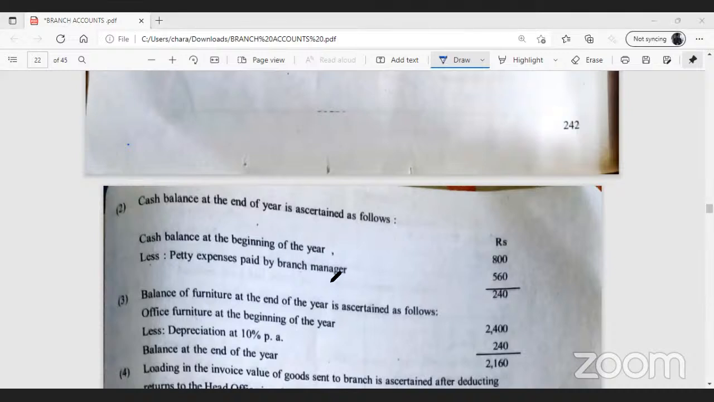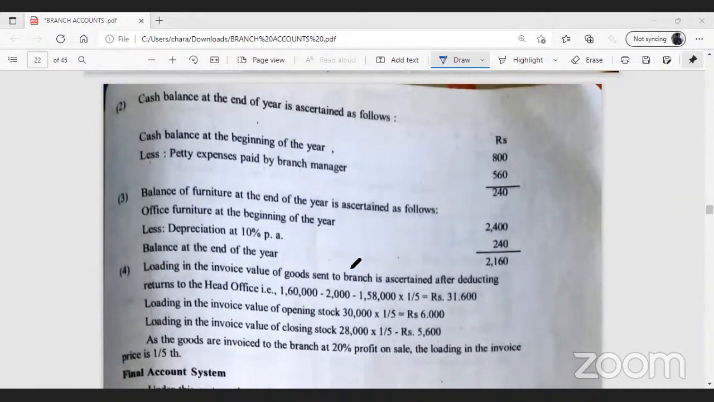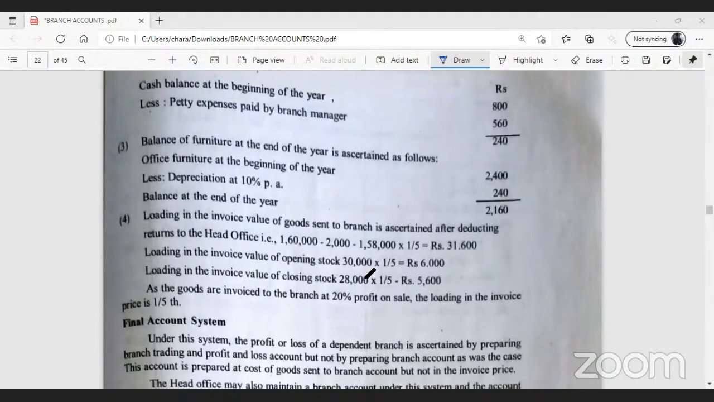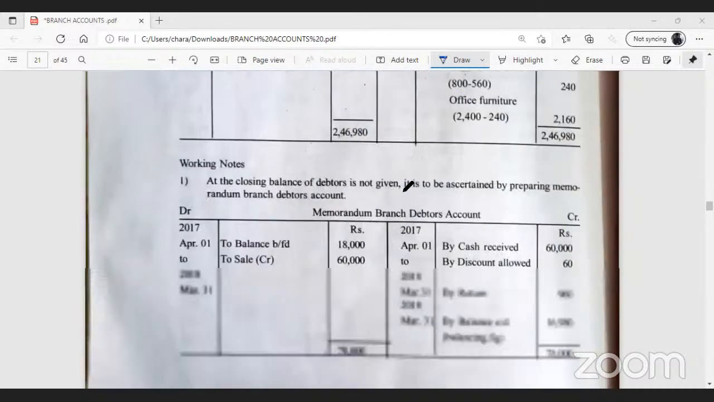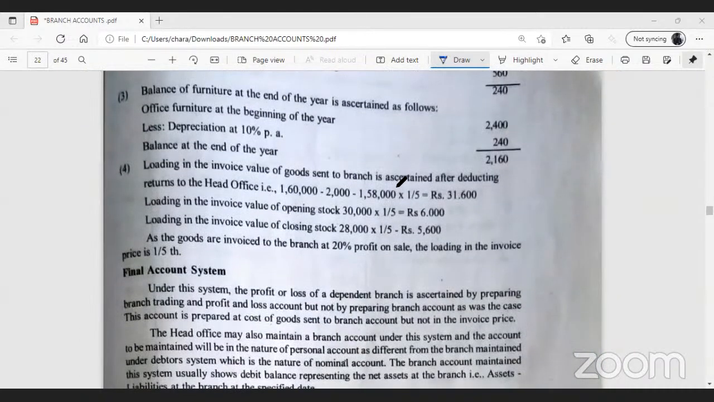So what is that? The beginning? Petty expenses. This is cash balance. Furniture loading. That is the same consignment kind only, ma. Consignment kind only. What is the invoice price when goods are supplied?